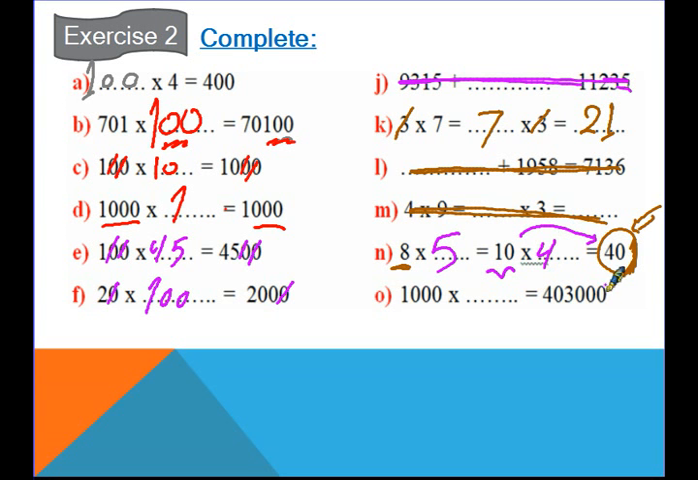And the last example, 1,000 times empty space equals 403,000. When I cancel 3 zeros like this, the result will be 403.